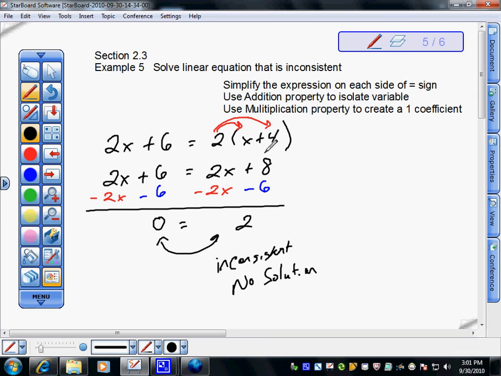Pick a value of x that makes this true. There are no values of x that make this true, and it never will be true.